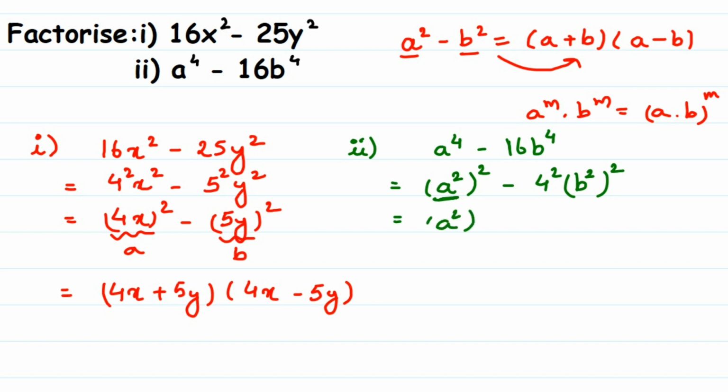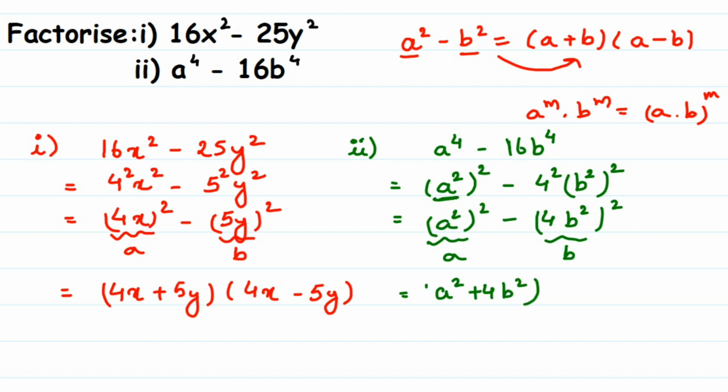Now here the a will become a square, and let me rewrite this once again. So it's a square to the power 2 minus, this 4 and b square are going to combine. I'm going to use this identity which I have written here. When the bases are different and powers are same, I'm going to combine them. Bases will get multiplied, so 4b square, and only one power will be there, which will be 2. Now the a will be a square and b will be 4b square. You can see that we got the a square minus b square form. So a here is a square and b here is 4b square.